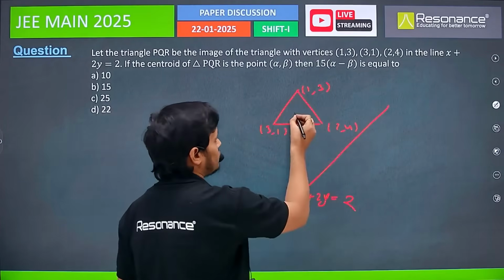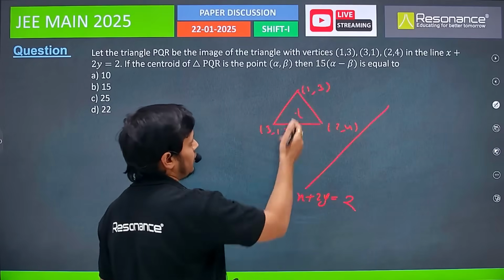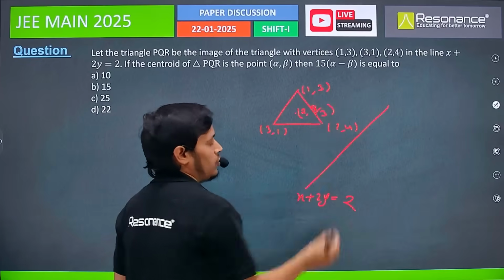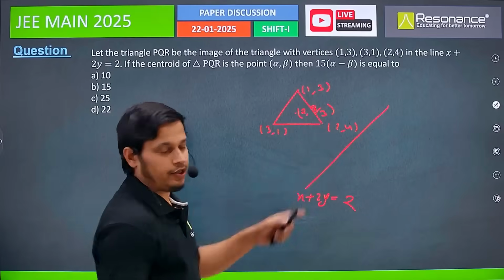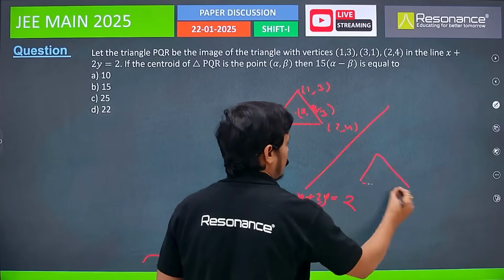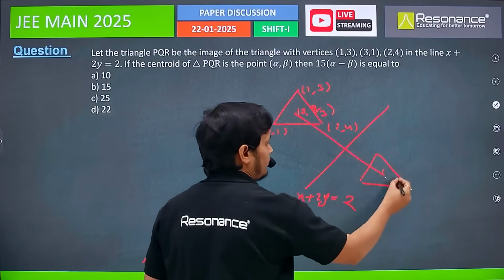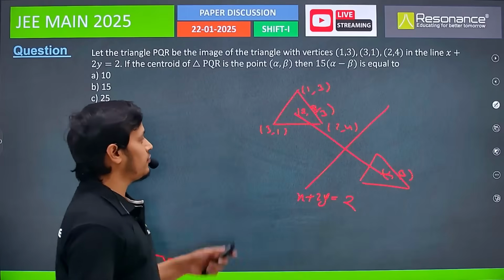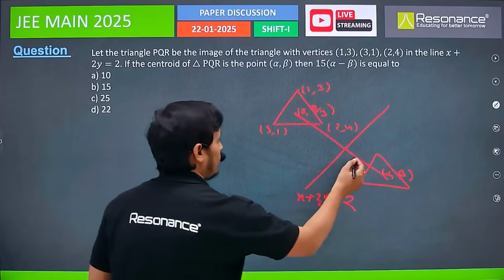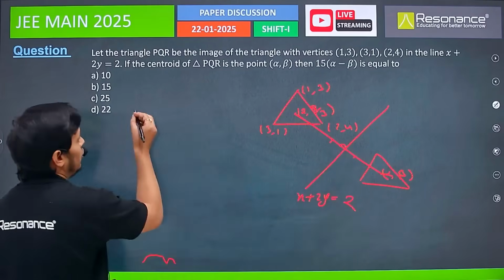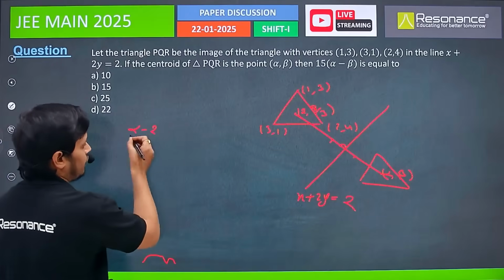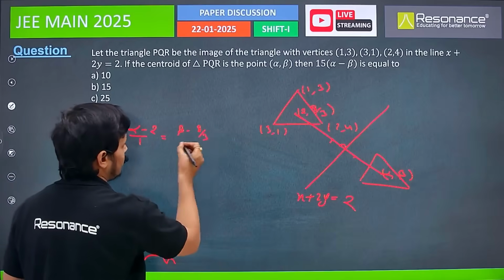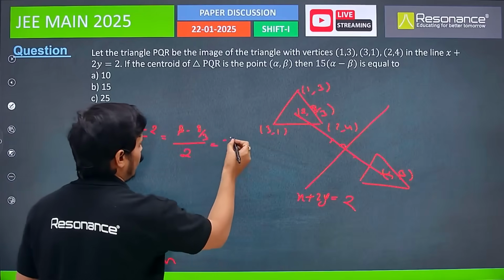The centroid of this triangle: what will be the centroid? (x1 + x2 + x3)/3, that is 2, and 8/3. So when we find the image of this triangle in this line, the centroid will be the image of the centroid. So this alpha, beta is the image of the centroid of this triangle. We are going to find alpha, beta by using the image formula in this line. So (alpha − x1)/a = 1, equal to (beta − 8/3)/b, b equal to 2.